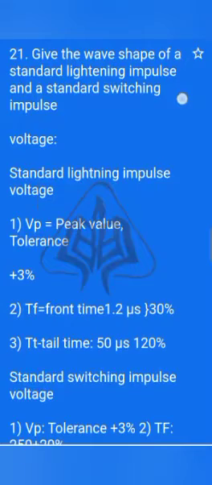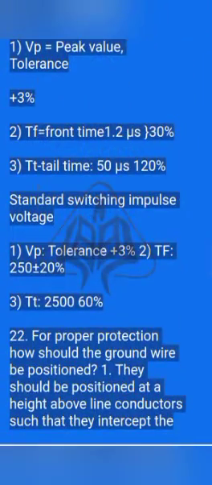21. Give the wave shape of a standard lightning impulse and a standard switching impulse voltage. Standard lightning impulse voltage: 1. Vp equals peak value, tolerance plus or minus 3%. 2. TF equals front time 1.2 microseconds, plus or minus 30%. 3. TT, tail time 50 microseconds, plus or minus 20%. Standard switching impulse voltage: 1. Vp tolerance plus or minus 3%. 2. TF 250 microseconds, plus or minus 20%. 3. TT 2500 microseconds, plus or minus 60%.